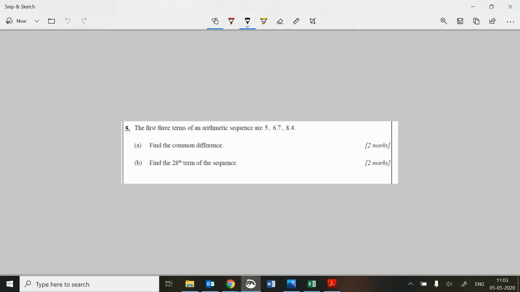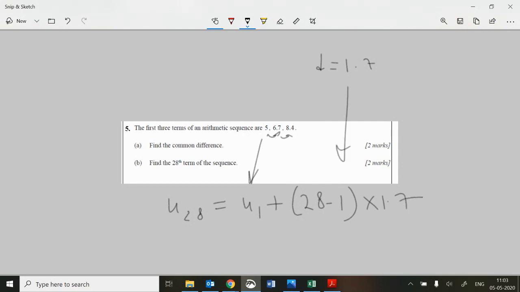Okay, the first 3 terms of an arithmetic sequence are these things here. Find the common difference. Well, you can see what it's going up in each time. It's going up in 1.7s. So your D here is 1.7. And it says find the 28th term. Well, we now have UN, U28 in this case, is equal to U1, which we know is the first term there, plus n minus 1. So you'll have 28 minus 1, 27, times by your common difference, which you can use from there as well. That one's pretty straightforward.